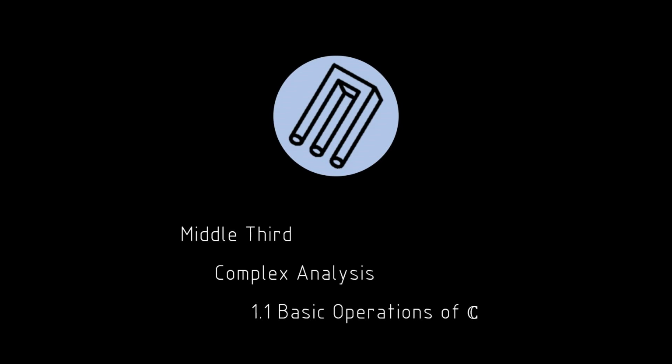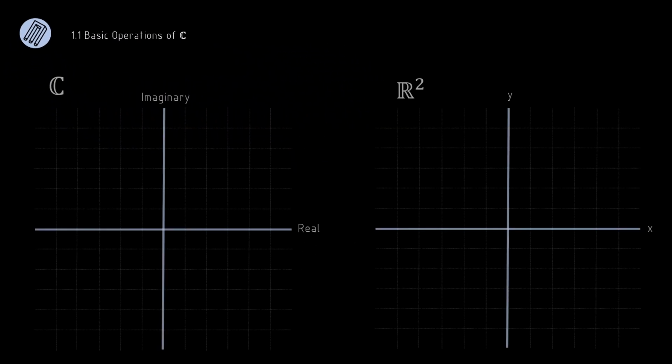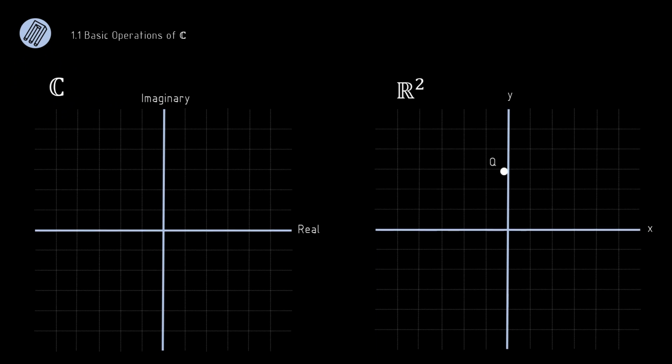Today's video is an introduction to the complex numbers as well as the basic operations that we can do on them. Think addition, subtraction, multiplication, and division. There are a good many similarities between the complex numbers and R2. Both are planes of numbers, and their elements are ordered pairs of coordinates.